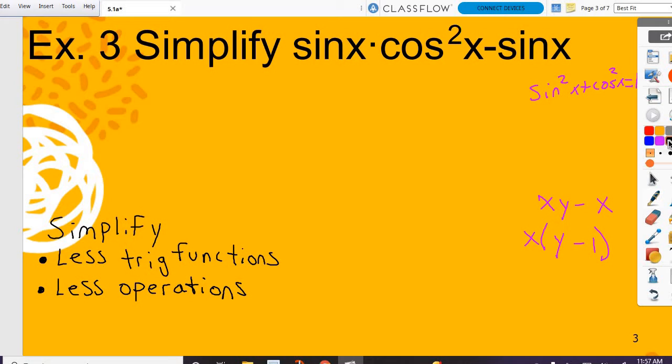So here we want to do the same thing, except we want to do it with our sine. So if I factor out a sine, I'm moving the sine to the front, and then what are we going to be left with?